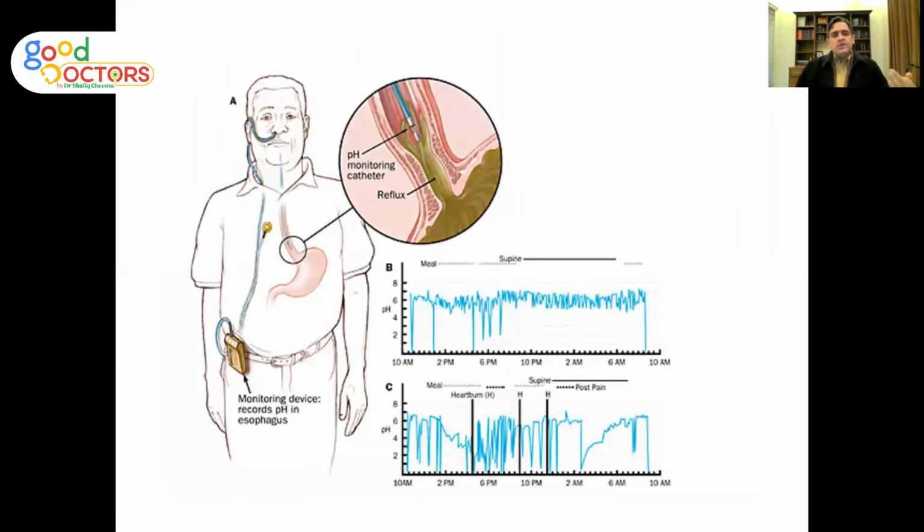Simple thing to understand about pH monitoring is that you pass a probe into the distal esophagus. Now we have wireless pH monitoring devices as well, which are placed in the distal part of the esophagus. They remain and are left there for 24 hours.